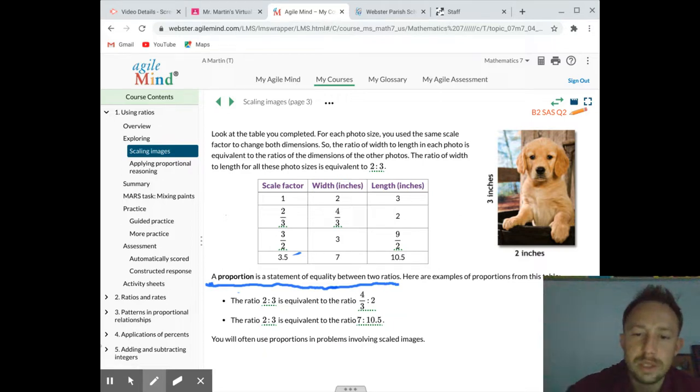Great job. So when it says equality, that means that one ratio is equal to another ratio. All right. In this case, it's showing us that 2 to 3 is equal or equivalent to 4 to 6, and it shows us that 2 to 3 is equal or the same as or equivalent to 7 to 10.5. So we're going to be using proportions in problems that involve scaled images. Okay? So let's continue.